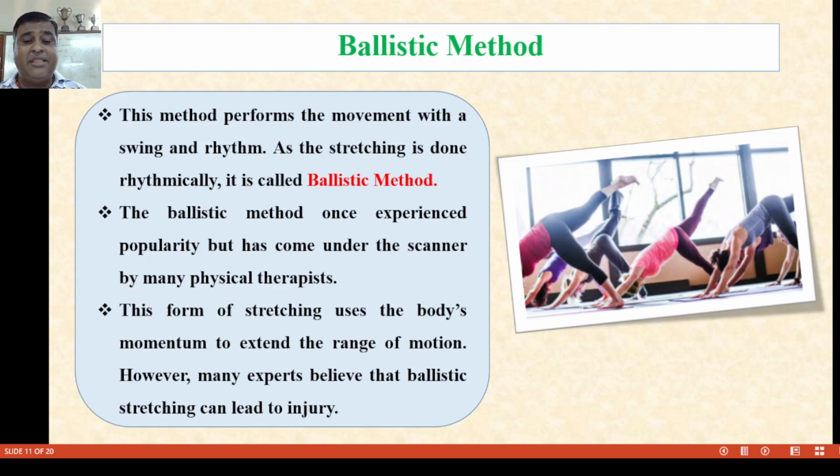The ballistic method was once popular, where many physical therapist type activities can be done. This form of stretching exercise uses bodily momentum to extend the range of motion. However, we can do it with the help of experts, as it is believed that ballistic stretching can lead to injuries.